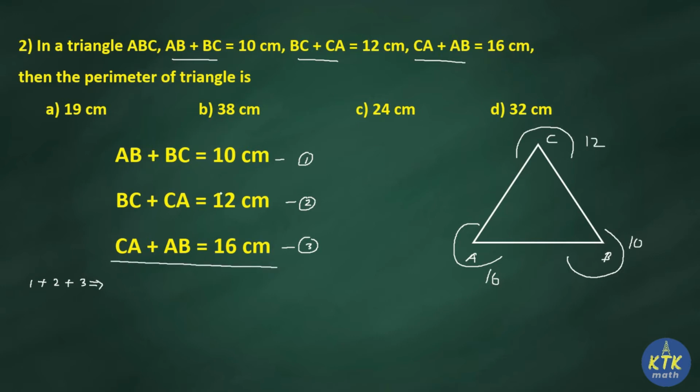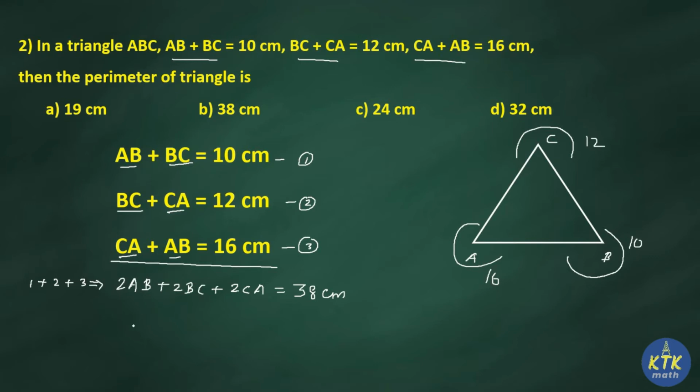When I am adding the left side, you have here AB, here also you have AB. So how many ABs are there? 2 times AB, 2AB. In the same way you have BC and BC, so 2BC, and also you have CA and CA, so you will have 2CA. So all the terms on the left side are added. Now add the right side, RHS 10, 12, 16. So add all these three numbers, what are you getting? 38 centimeter.